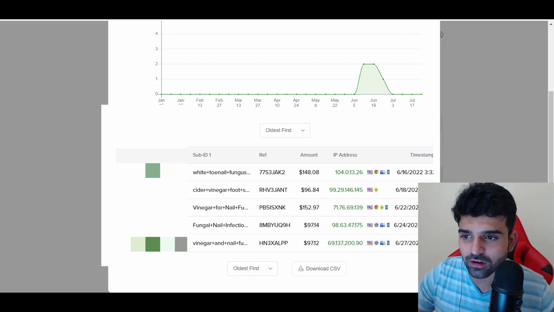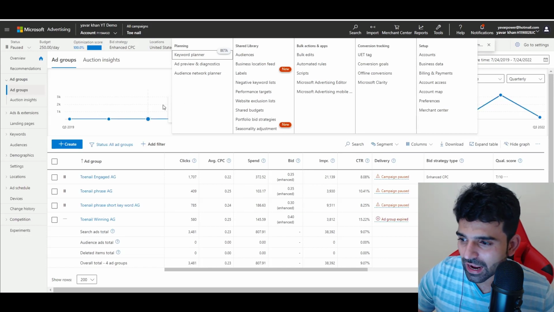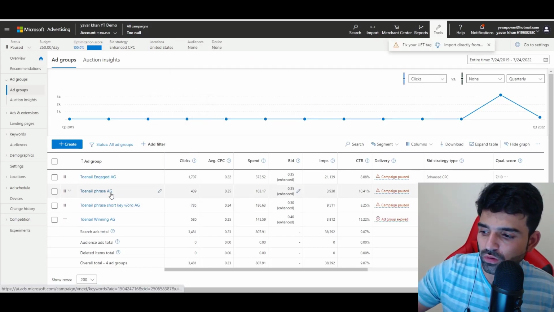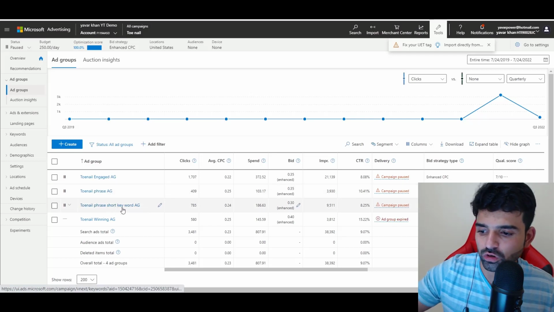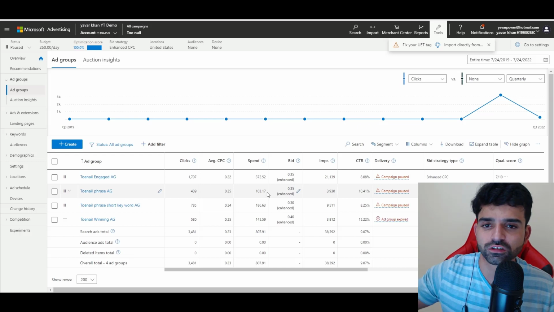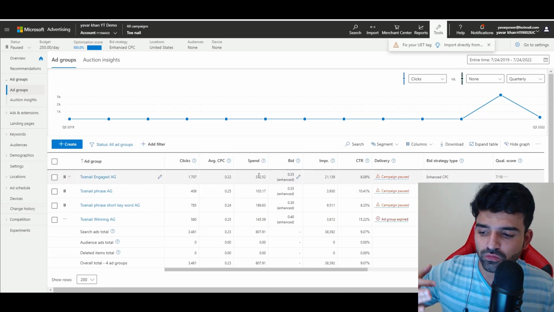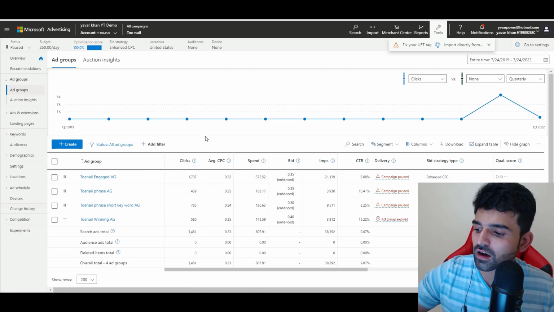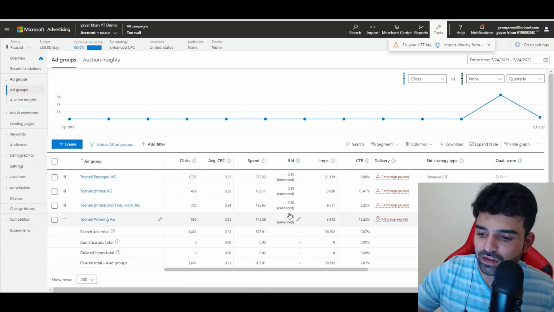I can show you the ad groups as well. This is my ad group right now. The first thing was I ran 2 ads. One was phrase match, short keywords, and I ran it for around $300. Then I saw that some of the keywords were getting clicks and engagement, so I paused both of these. Then I created an engage ad group, and once I did engaged, I did toenail winning. This one was making me a lot of money.